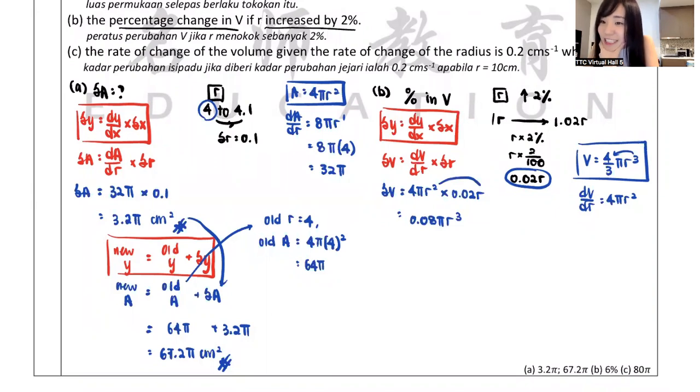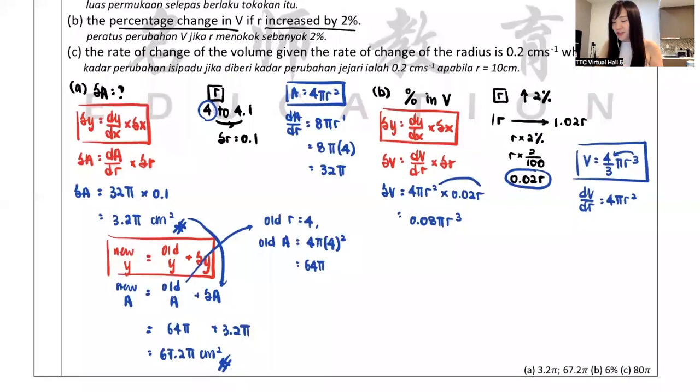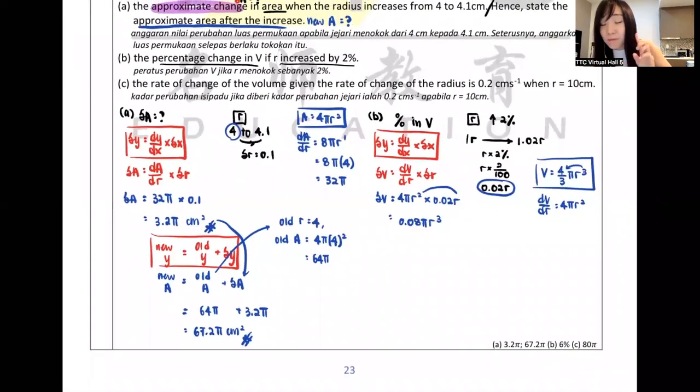Can anyone tell me, is this my answer in B? Is this already the answer for B? No. You know why no, my dear? Because the question never asks for delta V. People are asking for percentage change in V. And why are my students very, very bad at this? Because you guys forget how to find percentage.